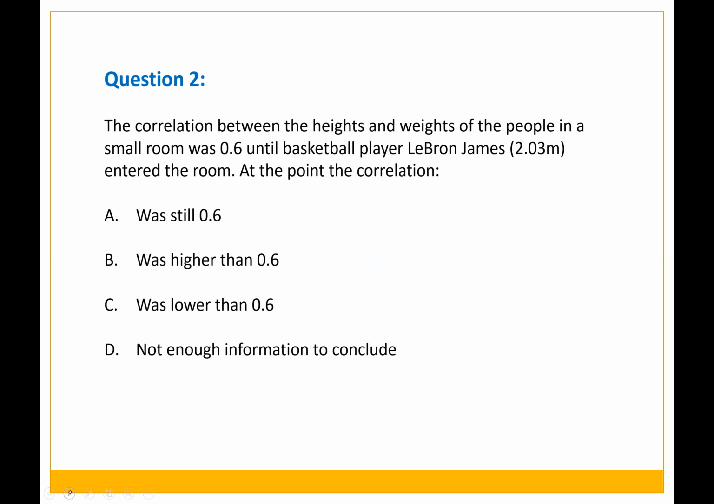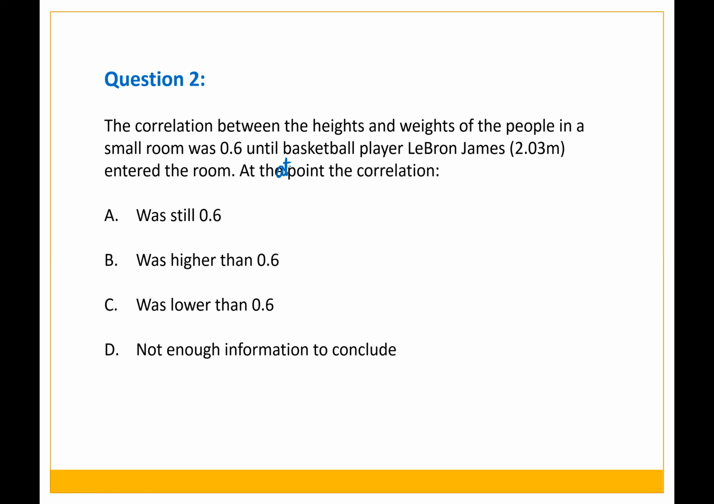Then we have a second question. Again, stop me if you want to work on it. The correlation between the height and weight of the people in a small room was 0.6 until basketball player LeBron James, with 2.03 meters height, entered the room. At that point, what will the correlation be?